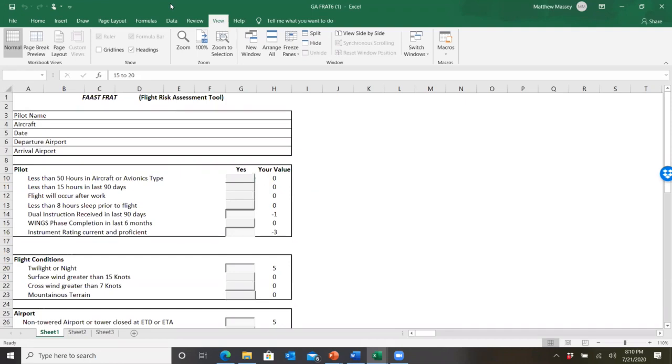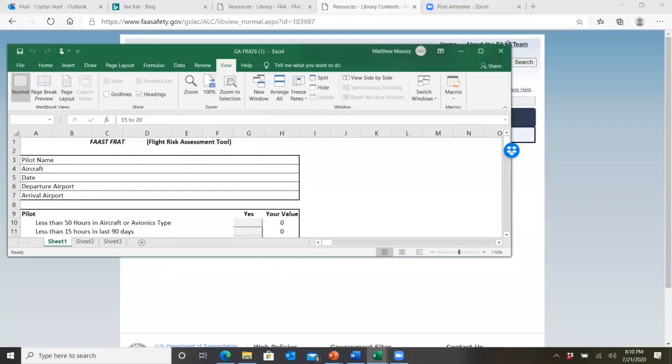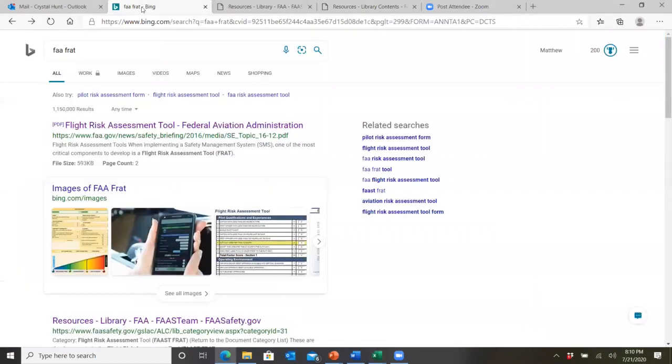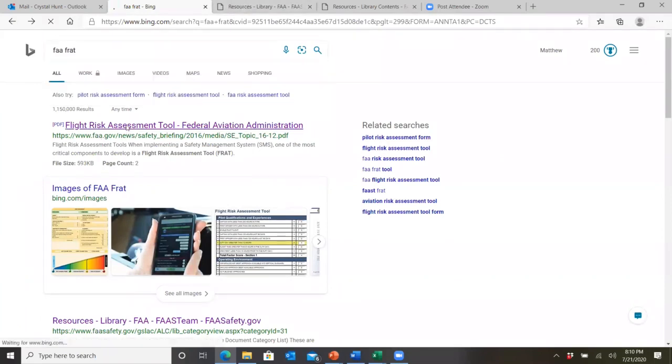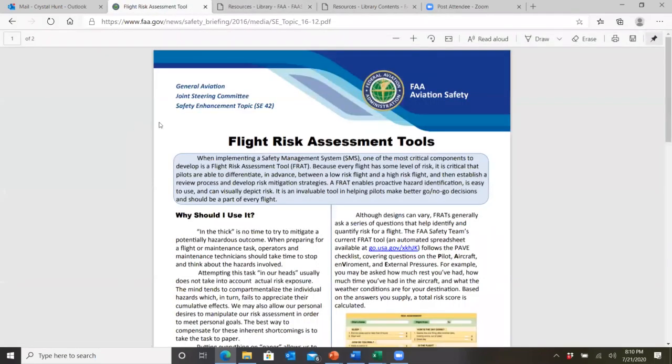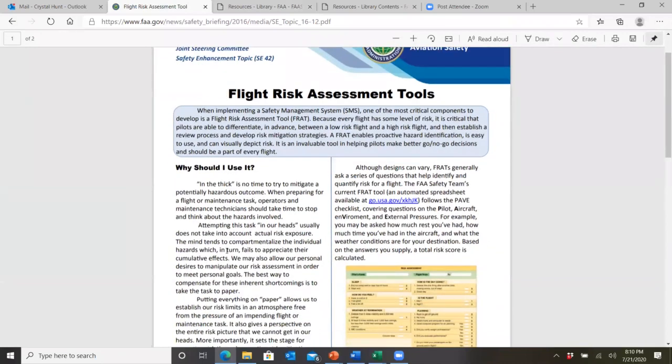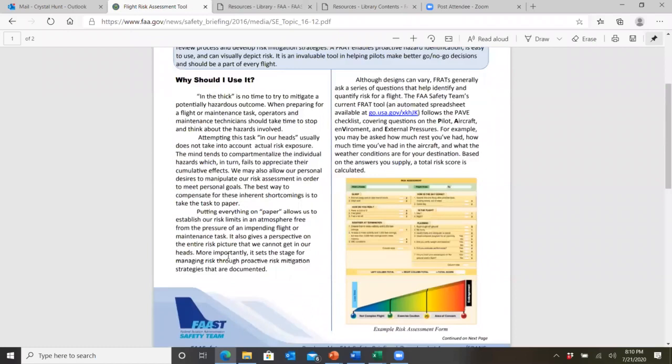Anybody that wants that, I'm sure we can figure out a way to get it to them. Yep. And again, you can also just Google FAA FRAT. And if you do that, by the way, the very first link will explain more about how to use that SRA.